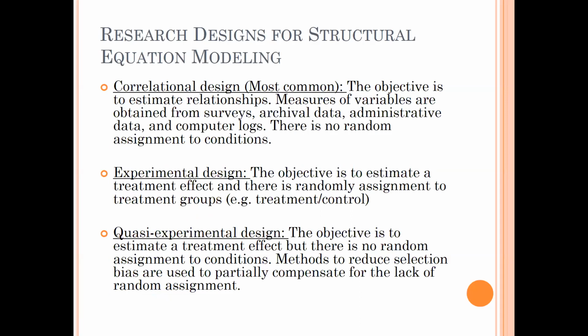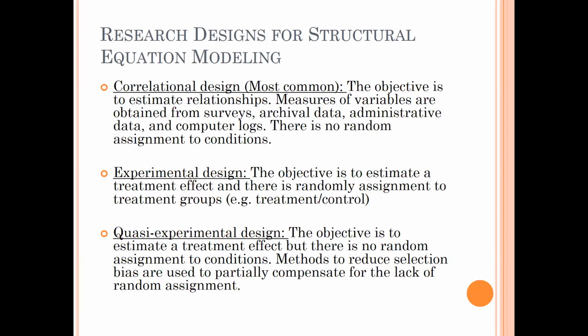So what types of research designs can use structural equation modeling? Well, any type of research design. Structural equation modeling is a very flexible method. The most common is correlational design, where you are just estimating relationships. You measure variables, and these variables are obtained from surveys, archival data, administrative data, computer logs. You can combine all these sources of data, and there is no random assignment to conditions. So there is no treatment and control group.